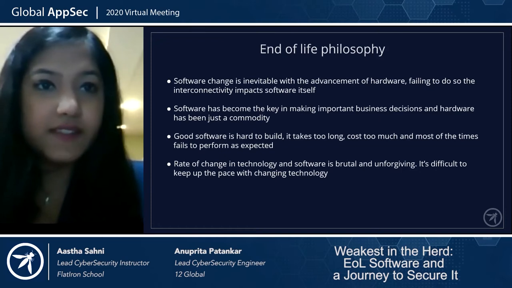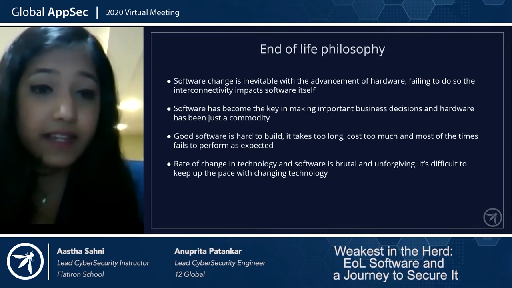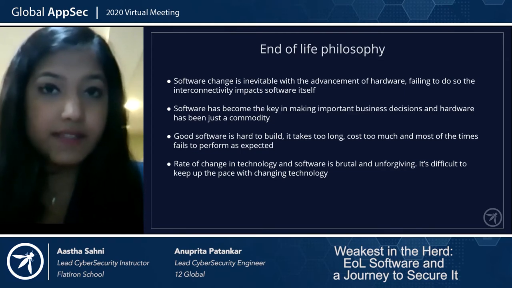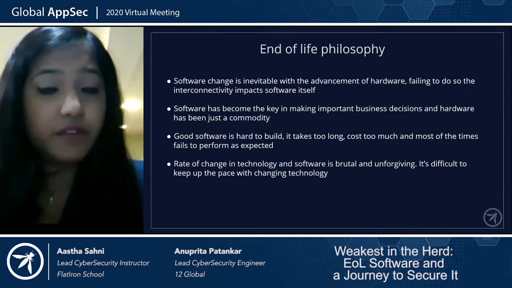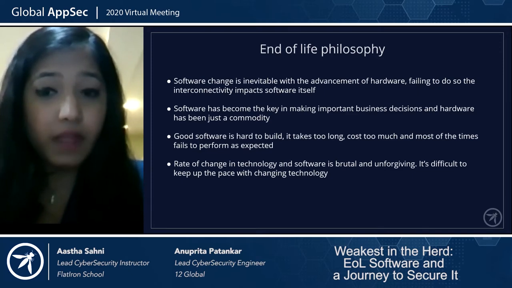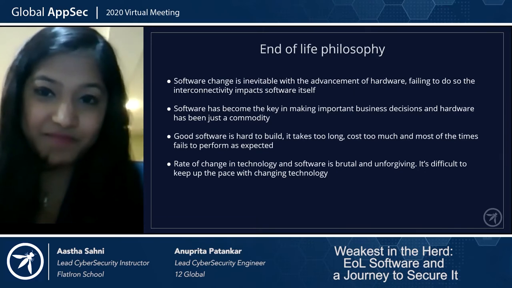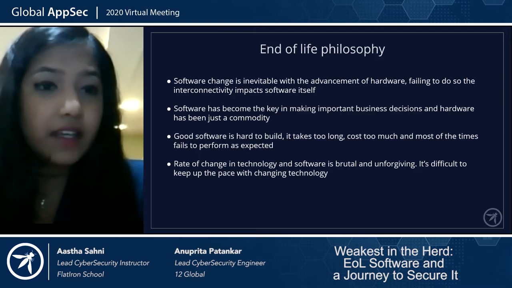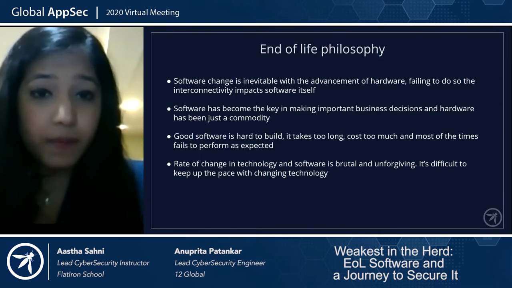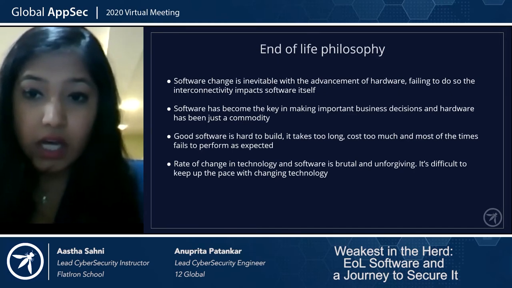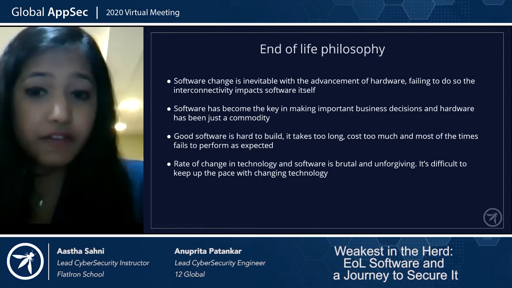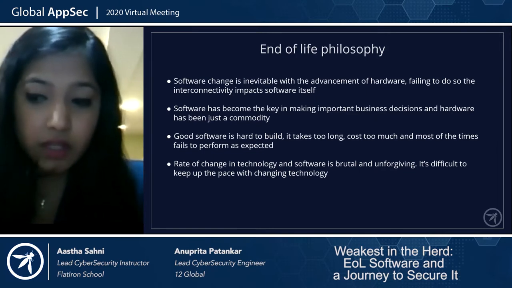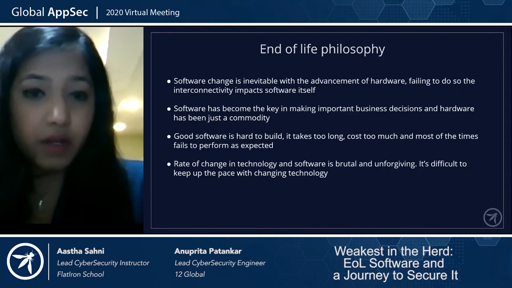The second point for this slide is a very important one: nowadays, software is the key in making important business decisions, and hardware has just become a commodity. When we talk about differentiating your business from the rest, we mainly talk about the software that you're trying to offer to your customers. It is very important, and it differentiates your company and makes it unique.